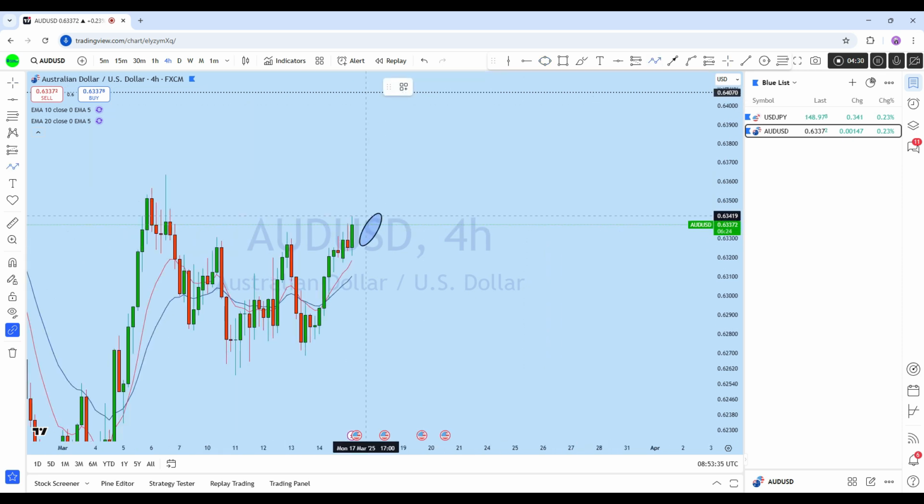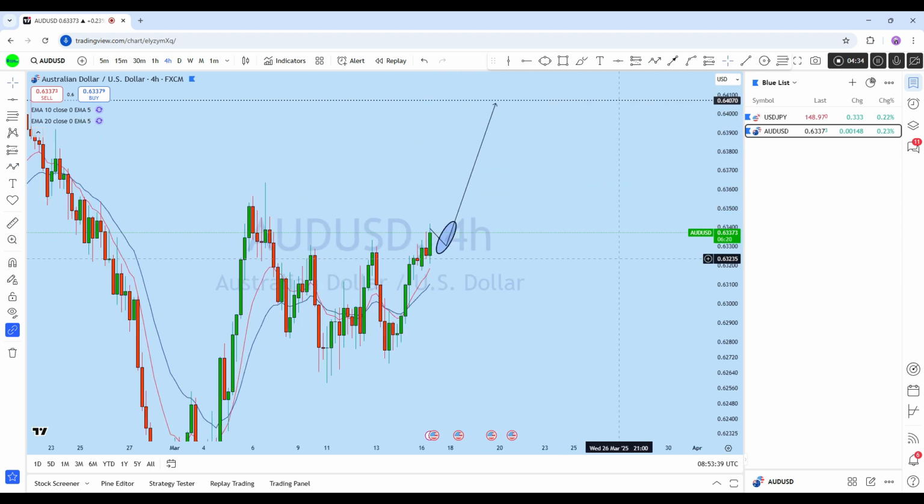As soon as we find suitable entry on AUD USD, we'll be looking for going long with a high probability trade setup.